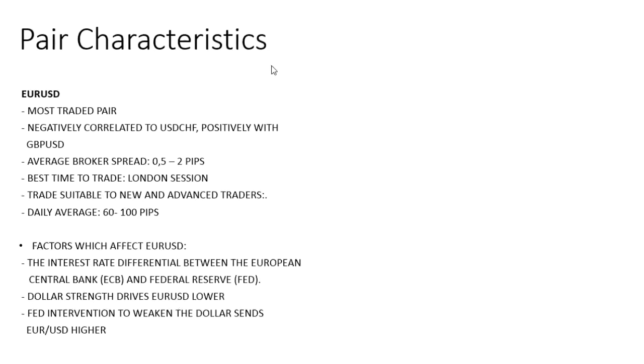Okay, let me draw this here. If dollar is going up, gaining strength, okay, here is gaining strength. You can see why we say the dollar strength drives the euro lower. This one goes down. And the Fed intervention to weaken the dollar sends euro USD higher. It's the vice versa of the one that I showed you guys.